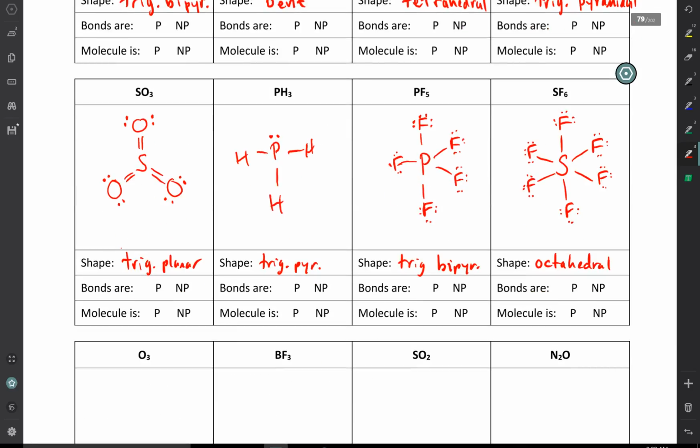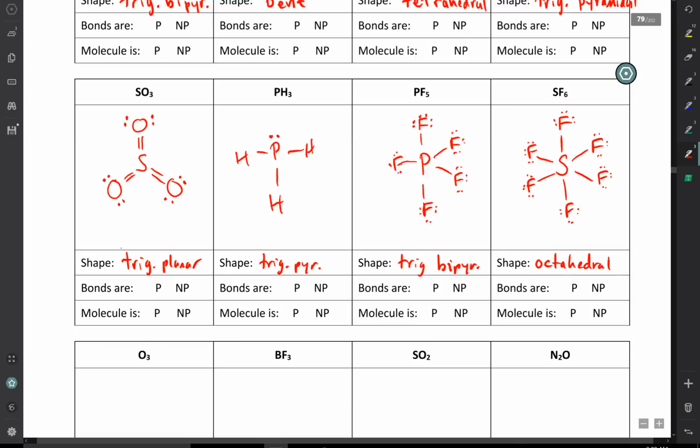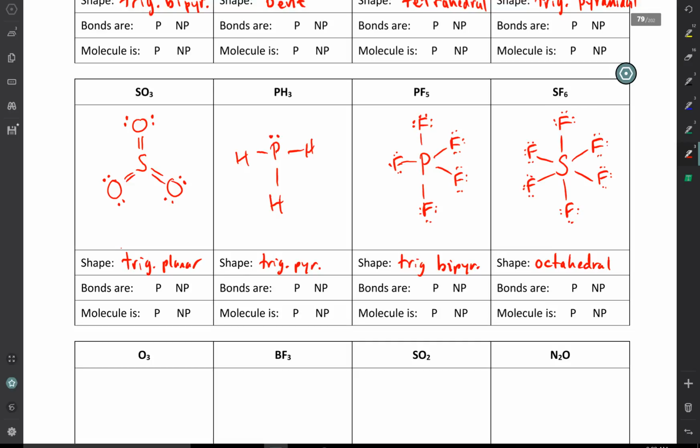PF5, that's going to be trigonal bipyramidal. It doesn't matter what the bonded atom is to phosphorus, when it's formed 5 bonds, it's always going to take on that geometry. And finally, SF6, like we talked about in the PowerPoint presentation, is going to have an octahedral geometry, as there are 6 bonded pairs of electrons to that sulfur atom.